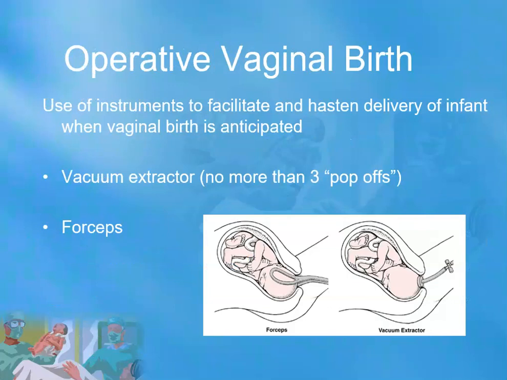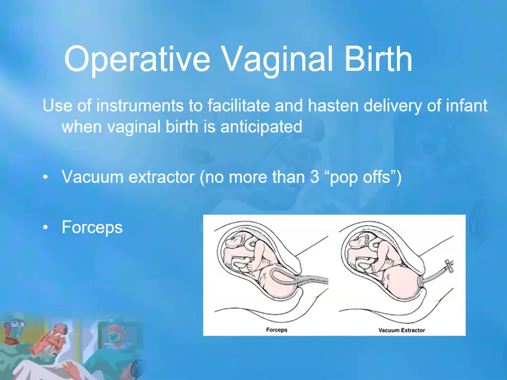Some operative vaginal birth instruments are used to facilitate and hasten the delivery of the infant when vaginal birth is anticipated. So this can help get the baby down the birth canal. The first one is the vacuum extractor, and we usually say no more than 3 pop-offs. So the vacuum goes on to the baby. It's like a little suction cup, and the doctor will pump it up, and then with the contraction and mom's effort of pushing, it all has to work together, like an orchestra.